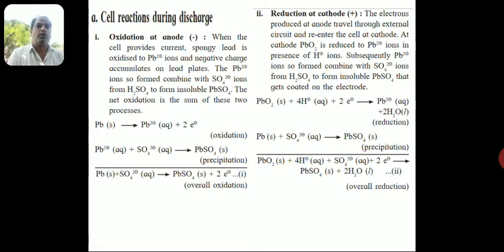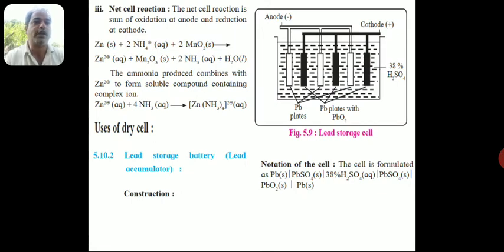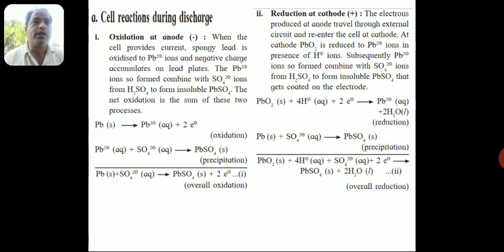SO4 2-. That means from sulfuric acid, H2SO4. When H2SO4, that is 38% H2SO4, gets ionized, it forms 2H+ plus SO4 2-. Lead combines with that SO4 2- and forms PbSO4, and the negative charge is left on the anode. The negative charge, that is electrons, is left on the anode. In this way the oxidation at the anode takes place.